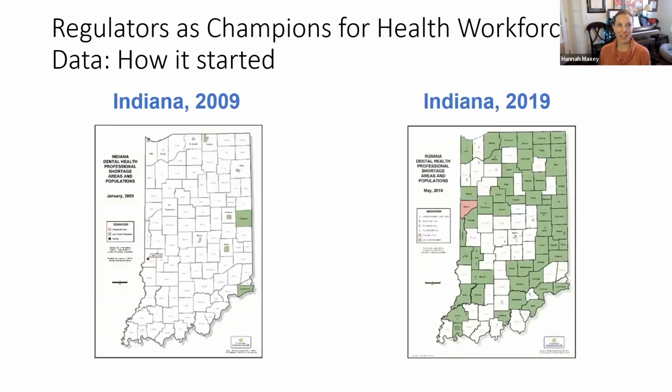So I want to start with where this work started. And I, of course, hail from Indiana. And so what you're looking at on the slide right now is a map of the state of Indiana from 2009. And for those of you that are from the United States, this is our dental health professional shortage area map. So these are federal designations that target dental professionals and help states and jurisdictions and the federal government allocate resources appropriately.